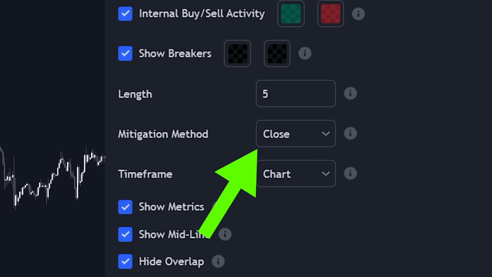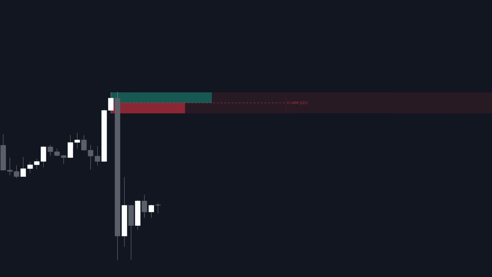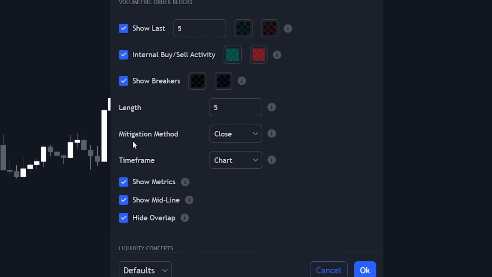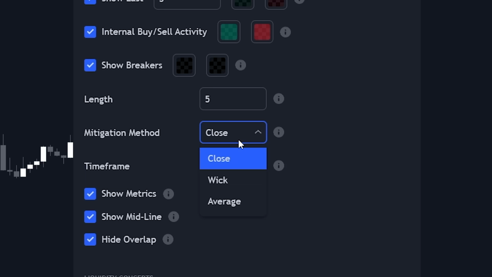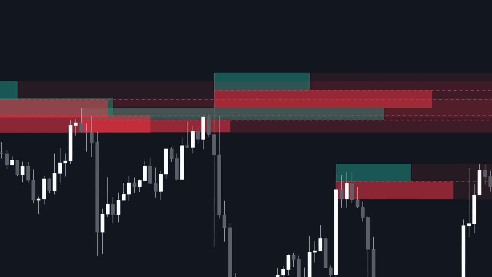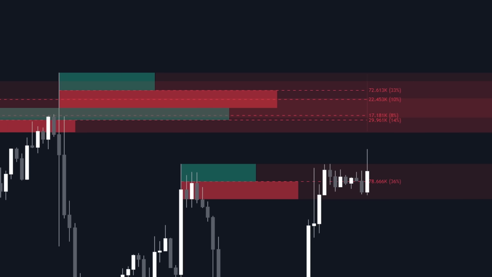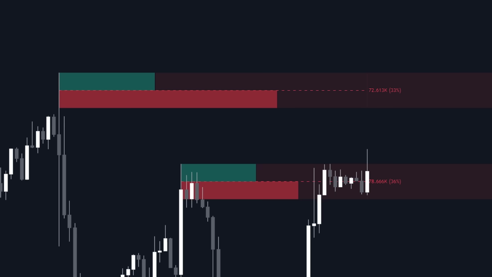The indicator includes other features, such as a mitigation method. This is set to close by default, and an order block will be considered mitigated only when price closes below a bullish order block or above a bearish order block. But you also have the options of wick and average. The hide overlap option is very helpful in situations where there are overlapping order blocks displayed on the chart. Enabling this option will cause the indicator to only display the most relevant ones.